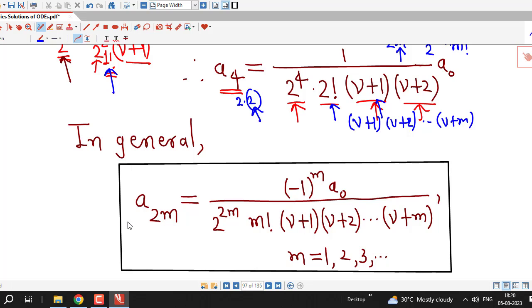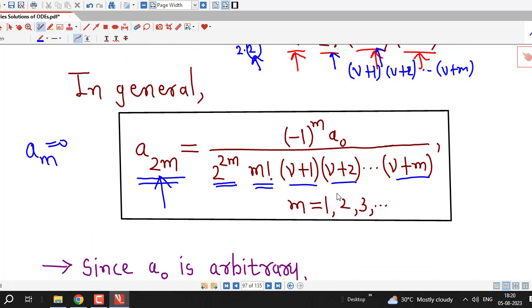So in general we can write coefficients of our series solution in this form: A2M equal to minus 1 raised to M into A0, 2 raised to 2M into M factorial, nu plus 1, nu plus 2 and so on up to nu plus M. M takes the values 1, 2, 3 and so on. So this is the general form of coefficients in the series solution of Bessel's equation, and here these coefficients are 0 if M is odd, and if M is even they will be in this form.